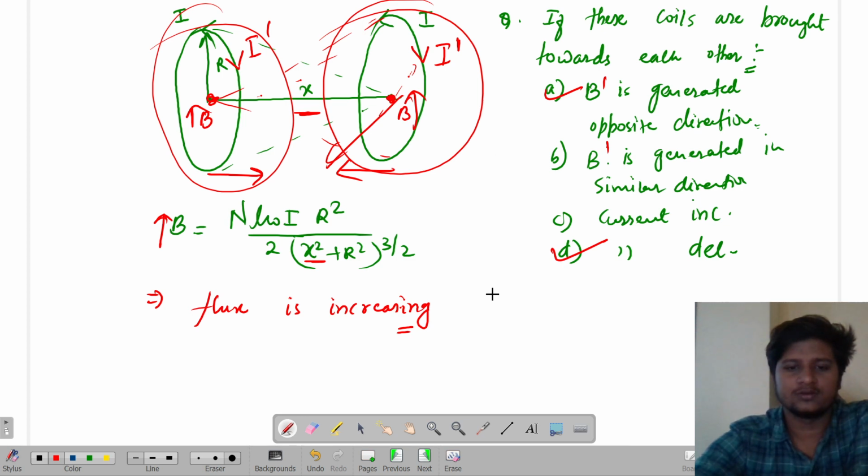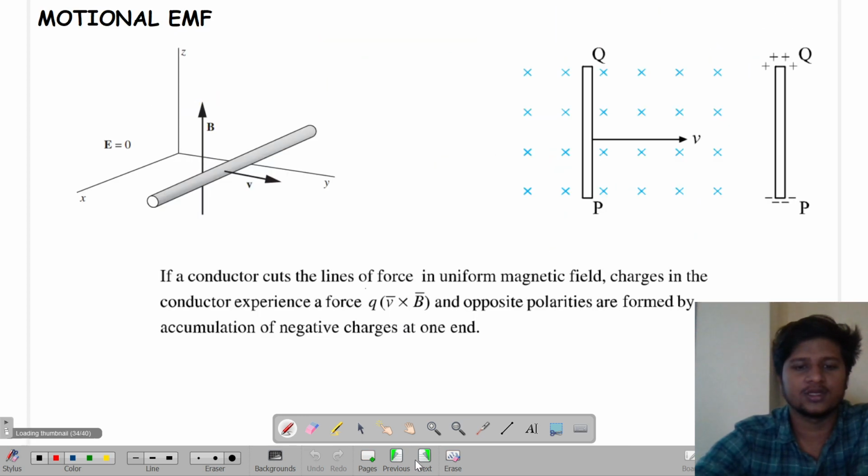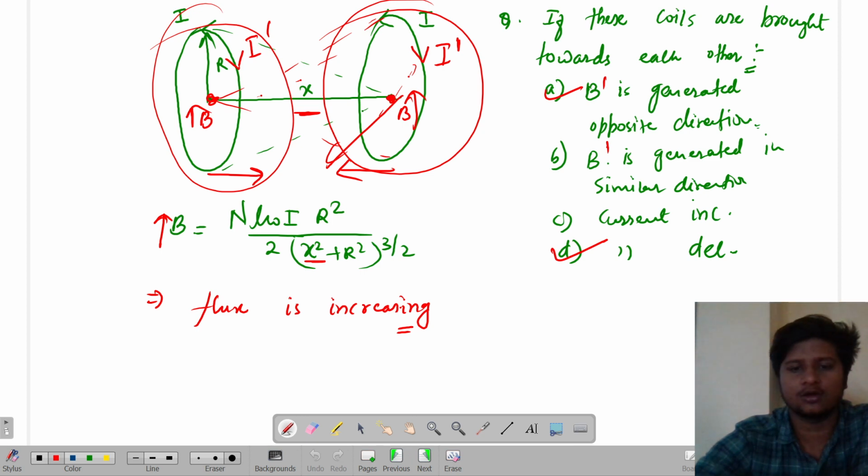Okay, so we'll finish this tomorrow, or in the evening we have to do this motional EMF. Already we have done the concept of motional EMF.